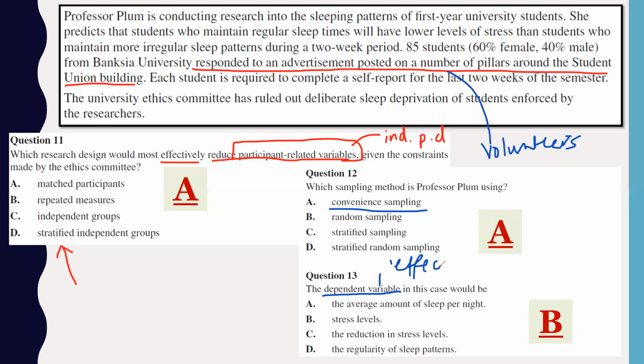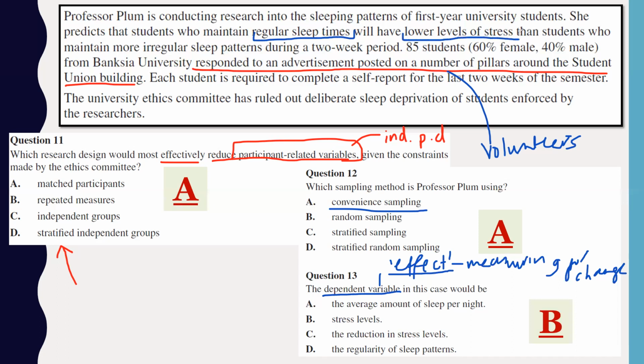Okay, if we're talking about IV, DV being a cause-effect relationship, we're looking at the effect, or basically what are we measuring for change in this scenario. So if you look into the first 2 lines of that scenario, you can see that she predicts that students who maintain regular sleep times, which is related to our IV, will have lower levels of stress.